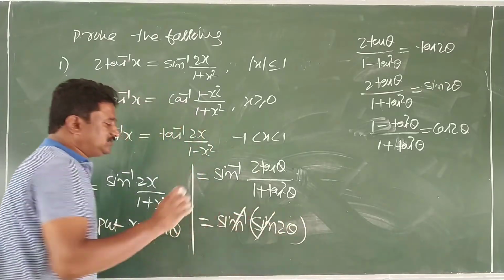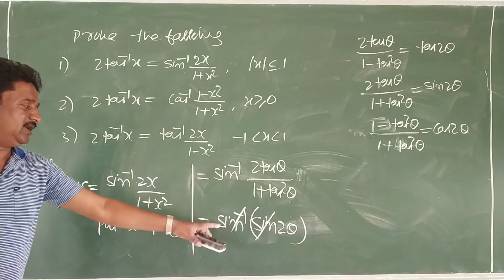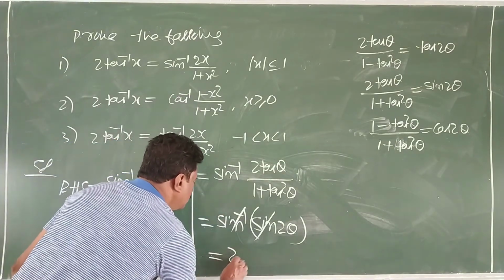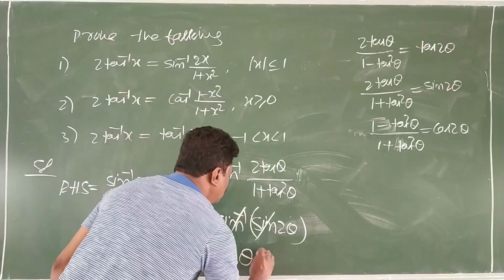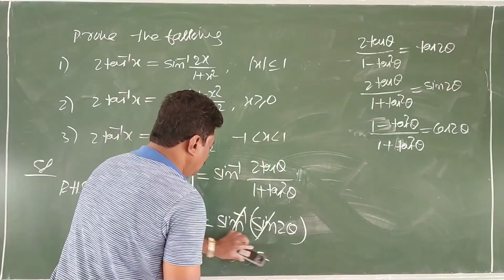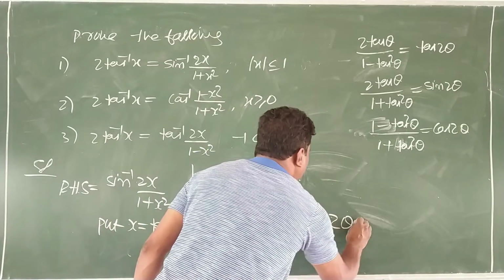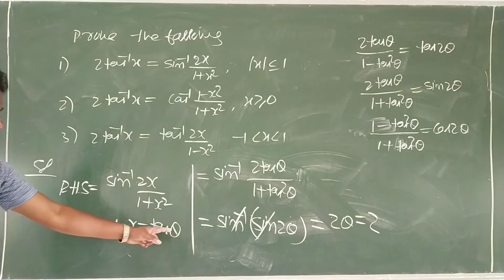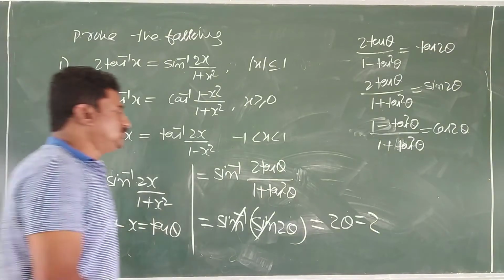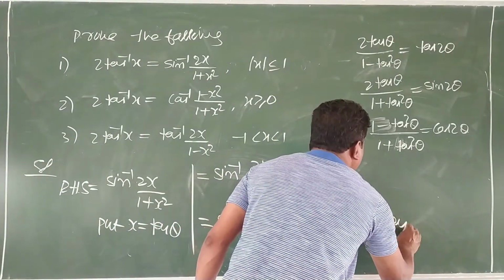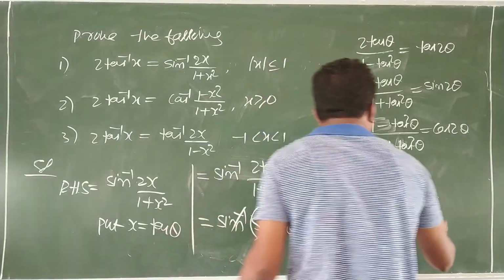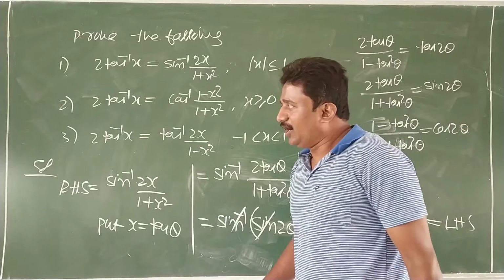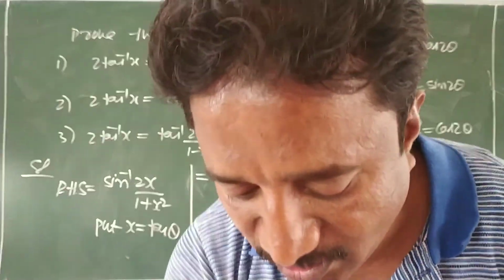Students, sin inverse and sin are getting cancelled. How much is it? 2 theta. So 2 into theta. Substitute back for theta. What is theta? Tan inverse x. So 2 tan inverse x. I hope you got the LHS. We proved LHS is equal to RHS.